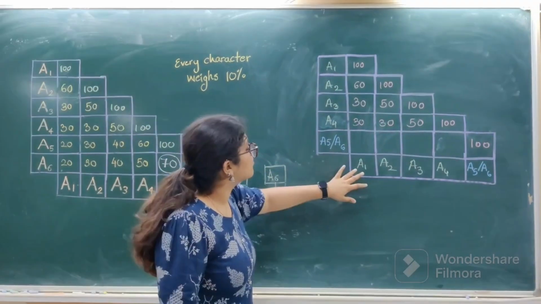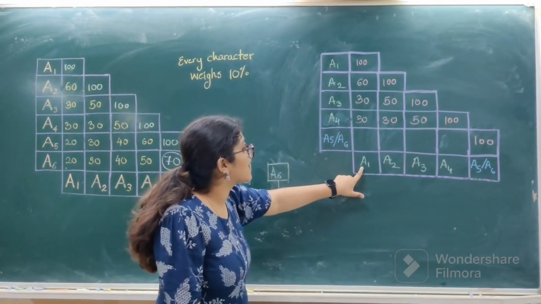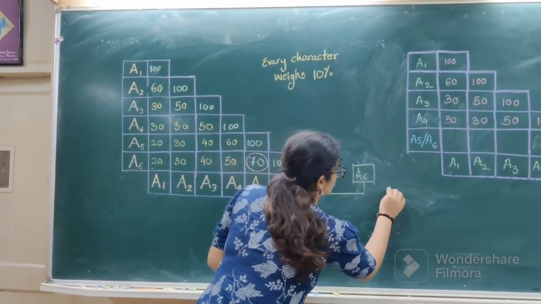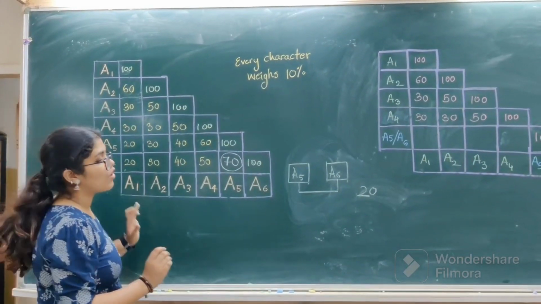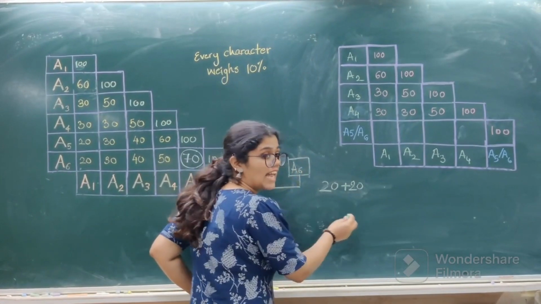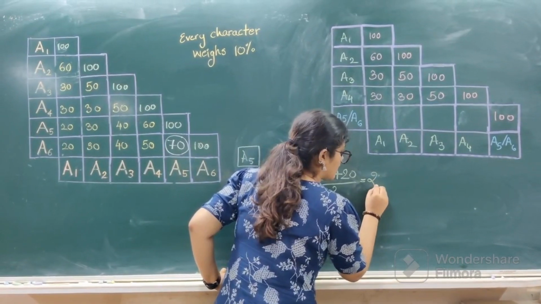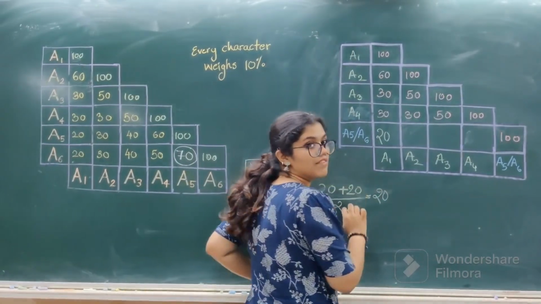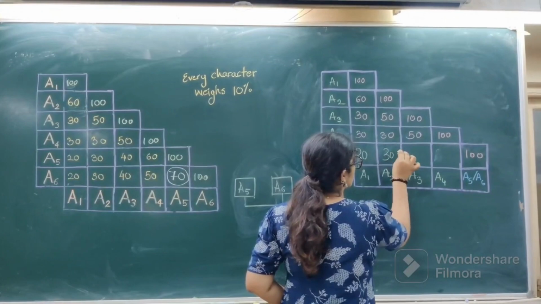Now, we calculate the coefficient for A5 and A6 with A1. For A1, A5 is 20. For A6, it is also 20. So, we will add 20 and 20 and calculate the average, which results in 20. So, it shows 20% similarity with A1. Similarly, for A2, it is 30.